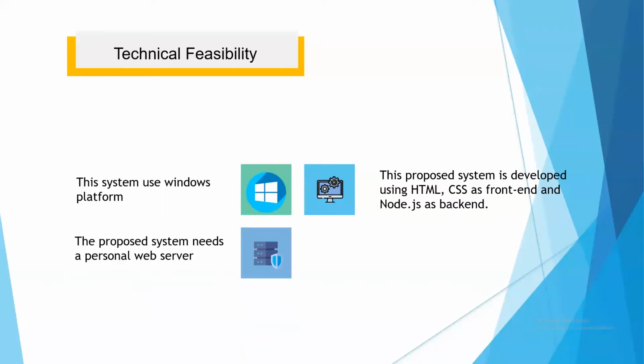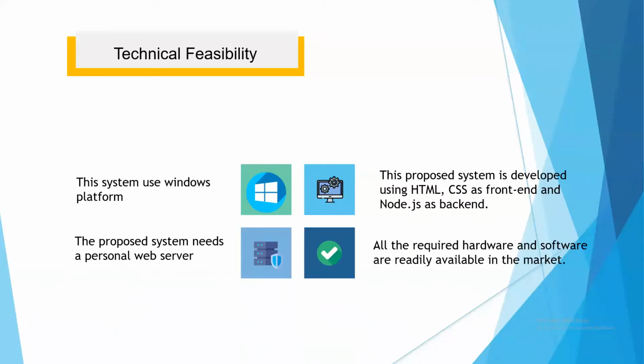The technical feasibility of the proposed system deals with the technical use of the system. It deals with the hardware and software system. This proposed system is developed using HTML, CSS as frontend, and Node, JavaScript as backend. All required hardware and software are readily available in the market.